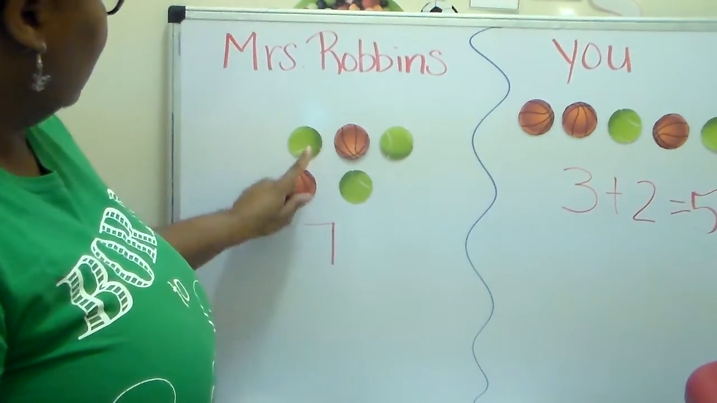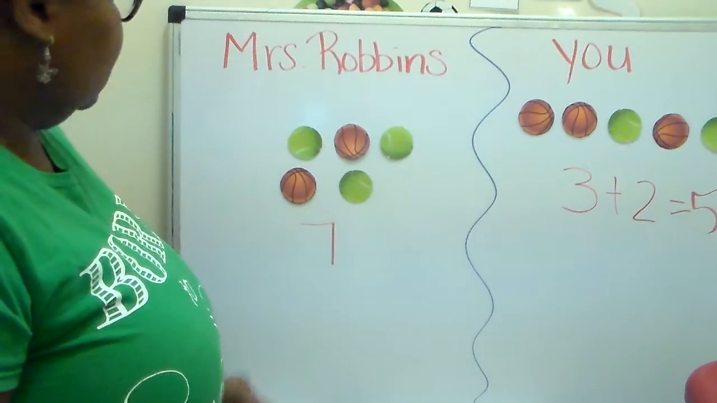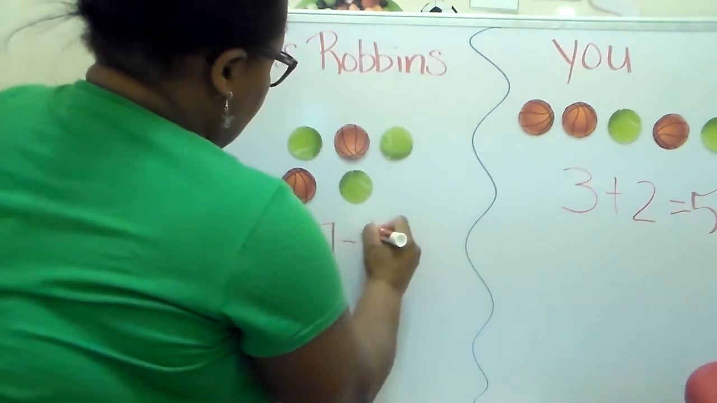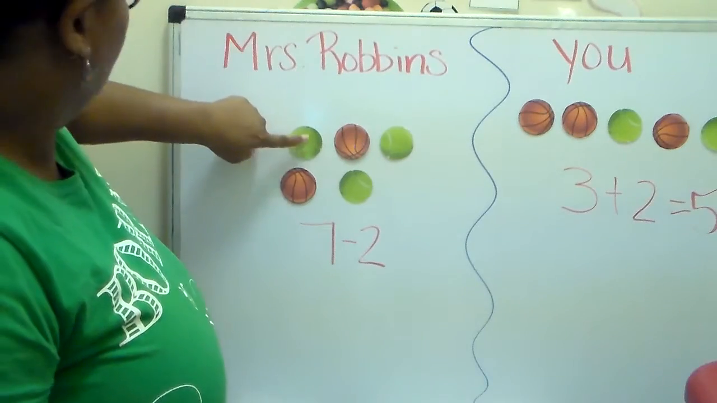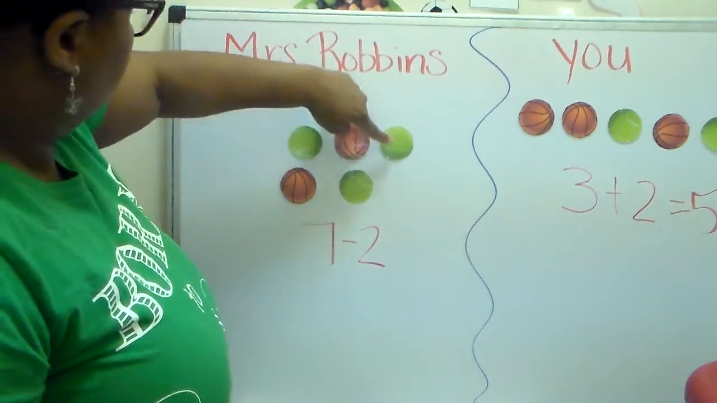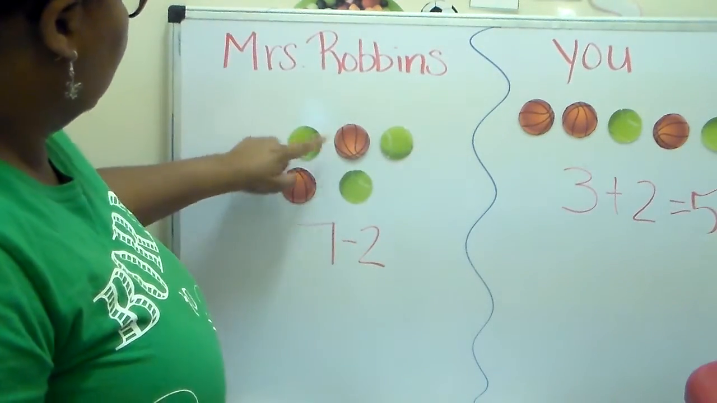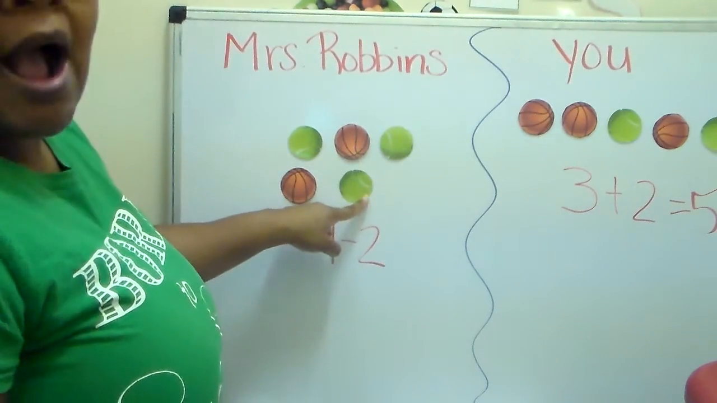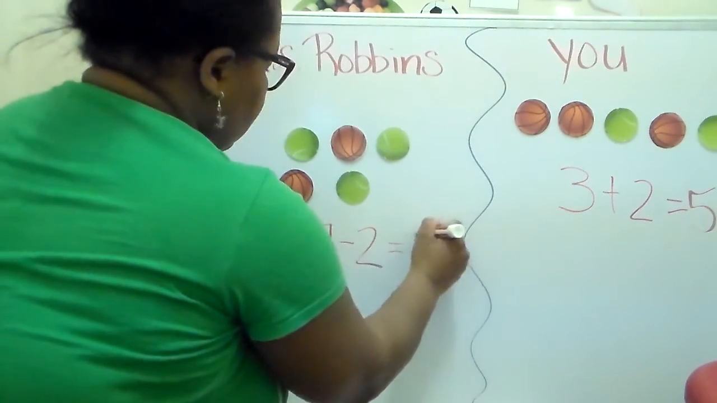And how many do I have left? I had 7, and I gave 2 away to you. So how many does that leave me with? 7 minus 2. I gave 2 away, took 2 away. So let's count how many I have left. 1 tennis ball, basketball, tennis ball, basketball, tennis ball. So we have 1, 2, 3, 4, 5. 7 take away 2 is 5.